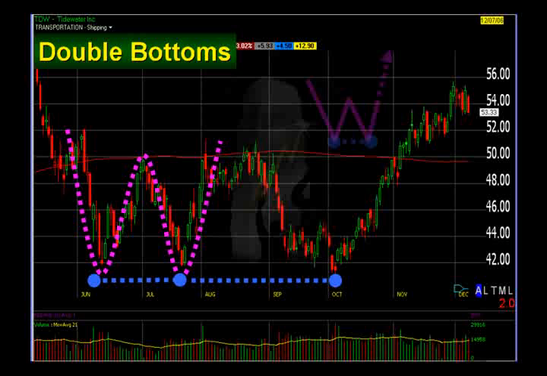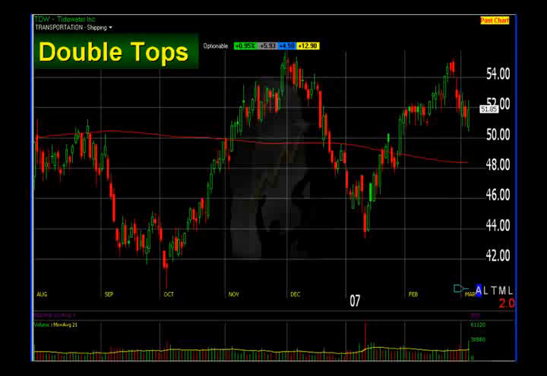The opposite of a double bottom is, you've guessed it, a double top. A double top happens when a high is formed and the stock then retraces or rebounds off it. And as the stock price creeps up towards it again, that high may well form an area of resistance.